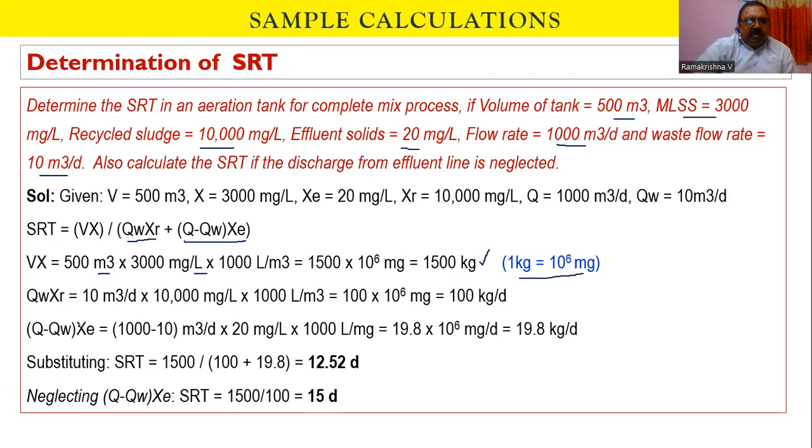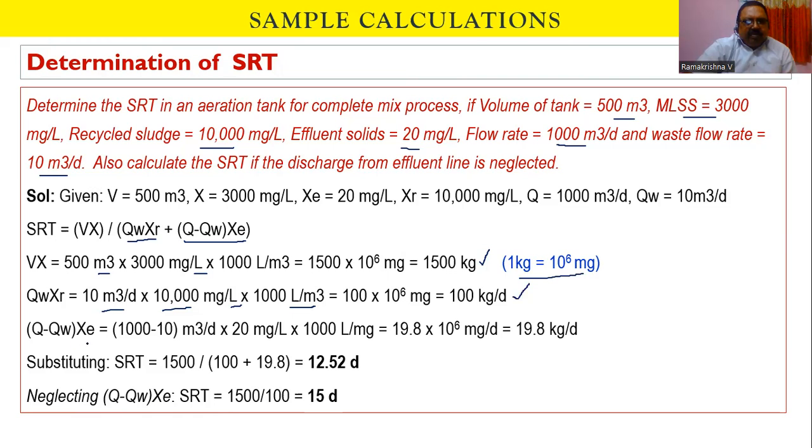Similarly, QWXR is equal to 10 meter cube per day, the waste flow rate, times XR of 10,000 milligram per liter. Again, meter cube and liters, so you have to apply the conversion, 1000 liters per meter cube. It comes out to be 100 into 10 to the power of 6 milligrams, which is equal to 100 kgs per day.